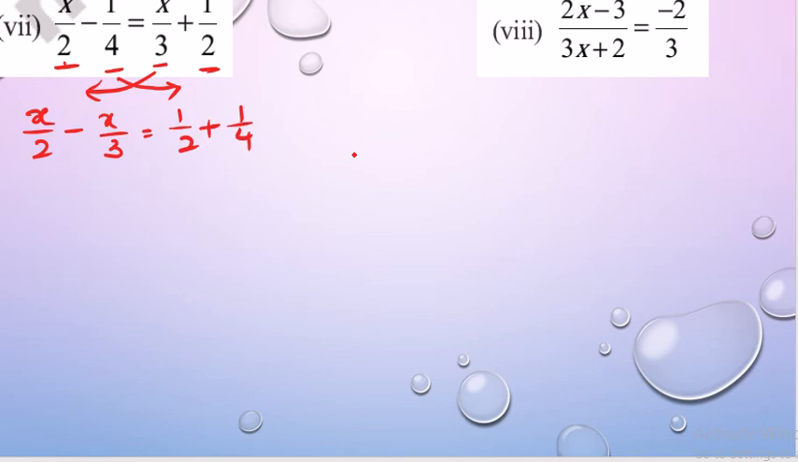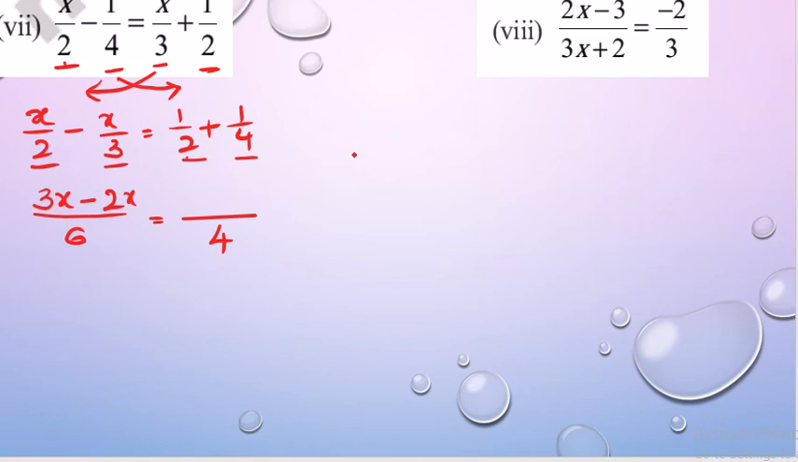If you observe the denominators, they are different, but these two are prime numbers, right? So directly I can say 2 times 3 is 6, so the LCM is 6, and I can cross multiply. So 3x minus 2x is equal to... here 2 and 4 are different, no? So what would be the LCM? The LCM of 2 and 4 is nothing but 4. If you want, you can check it out.